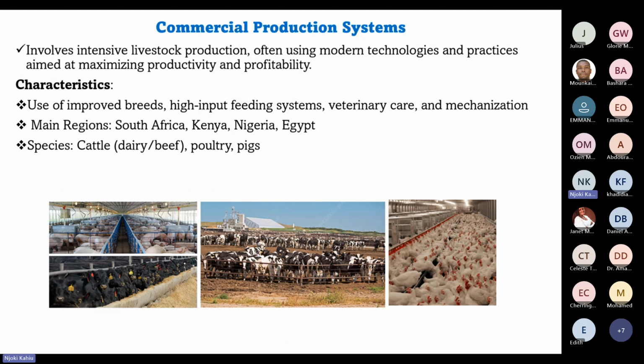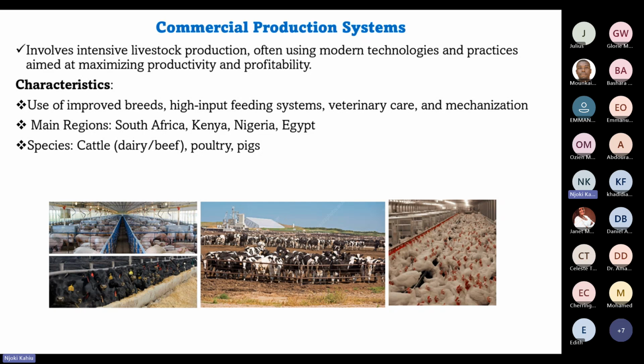We also have commercial production systems, and this involves intensive livestock production, which often use modern technologies and practices to maximize productivity and profitability. Some of the main characteristics are improved breeds, high input feeding systems, and veterinary care, and a lot of mechanization is happening. These are mainly dominant in South Africa. There is a lot going on in Kenya, I know in Nigeria and Egypt. Some of the species being kept are cattle, mainly dairy, beef and milk, poultry, pigs, and so on and so forth.